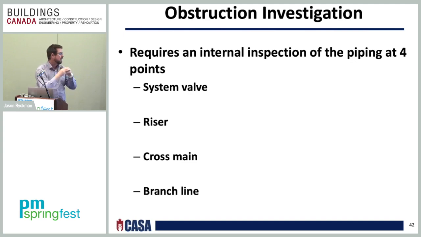The mains are the bigger pipe, which I call that. I always go by human anatomy whenever I'm talking about a system. Your water supply is your heart, your main is your artery, and your branch lines are kind of your little veins. So I always try to give an analogy on that. So that's the difference between them. So system valve, riser, cross main, and branch line, those are the 4 internal inspection points that you have to do whenever you're doing an obstruction investigation.